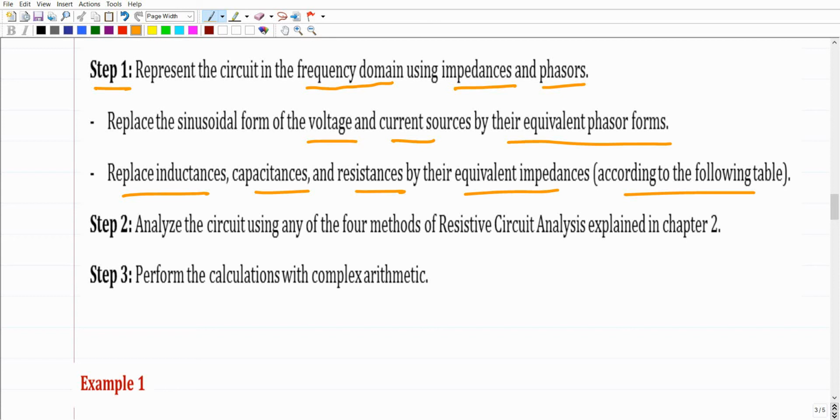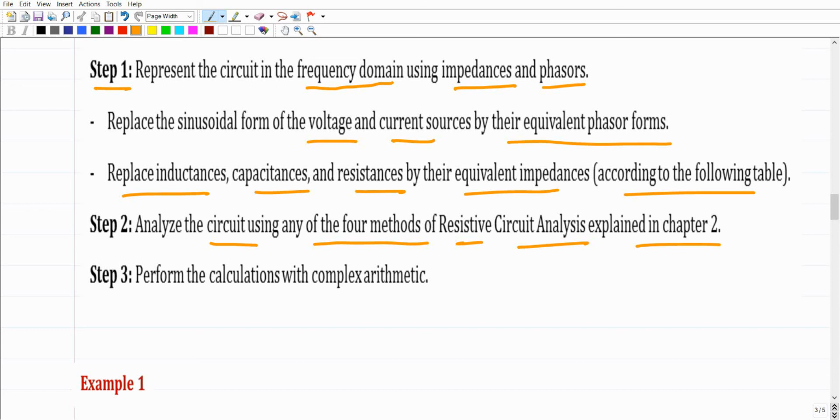And your objective is just to choose any one of the four methods that we explained in chapter 2 to do analysis of this resistive circuit. It is an equivalent resistive circuit. Make sense? So do the analysis of the circuit using any of the four methods of resistive circuit analysis that were explained in chapter 2. Once we do the analysis, what does electrical circuit analysis mean? As we said many times, it means to come up with the unknowns.